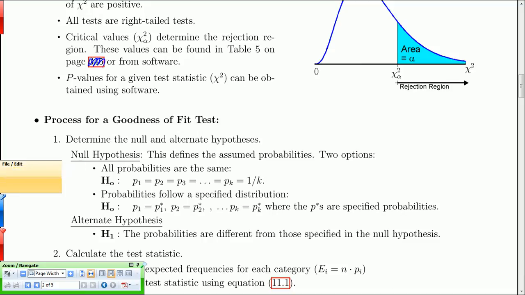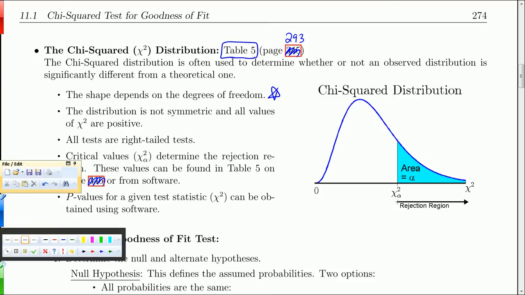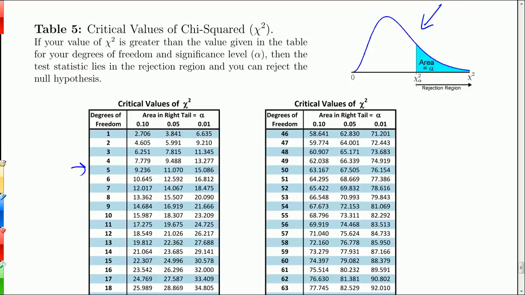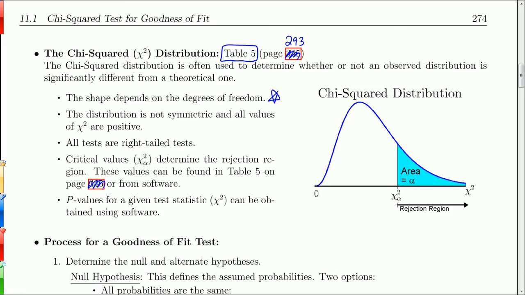Okay. So that covers a lot of the stuff that was right here. The shape depends on the degrees of freedom. Oh, by the way, the degrees of freedom determines what row. Right? And the degrees of freedom, depending on what chapter you're in, will be calculated differently. So you find your degrees of freedom, your significance level, 0.1, 0.05, or 0.01, and then whichever one, this row and that column will determine the critical value. So the degrees of freedom are important.